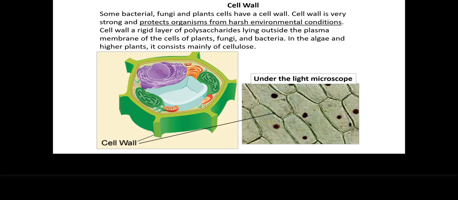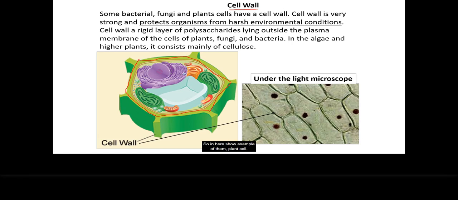Okay, so now we will talk about plants. What's special about plants? They have special organelles that animal cells do not have. One example of this, which we already talked about previously when we talked about osmosis, is the cell wall. The cell wall is a very strong, very rigid organelle.